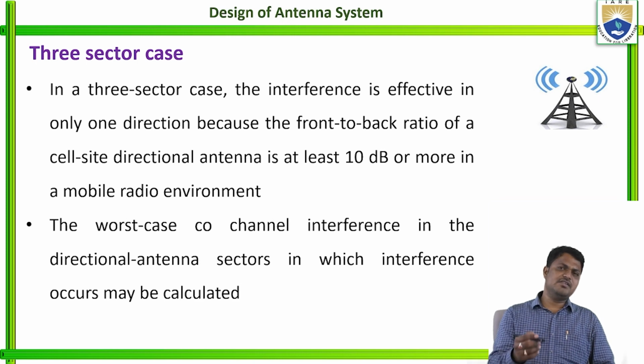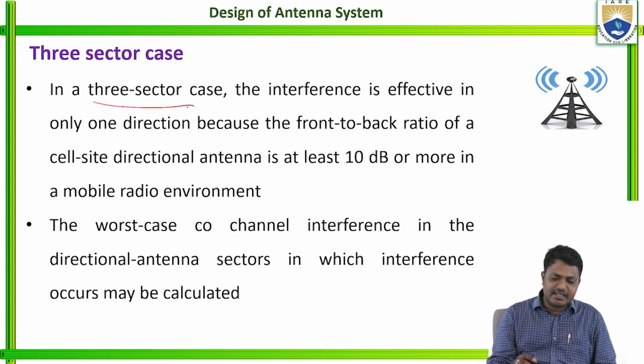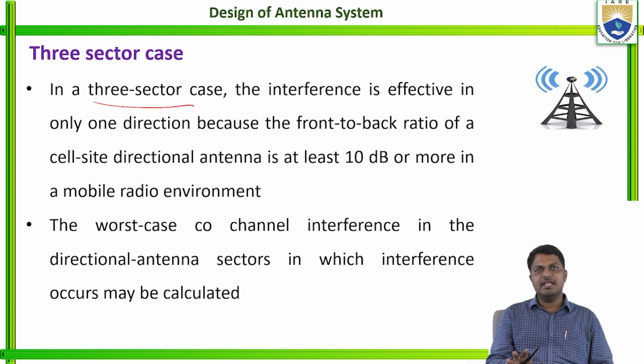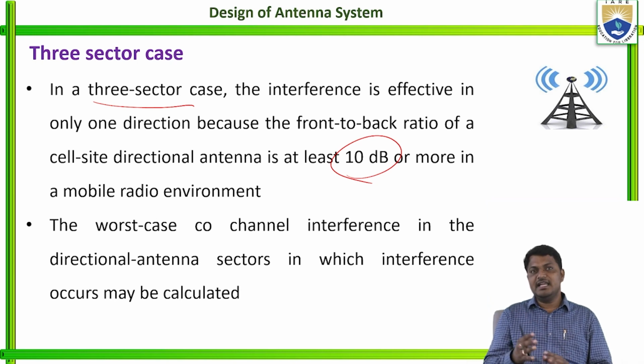The 3 sector case: just now we discussed that we are doing 3 or 6 sectors, and we are taking examples here. In a 3 sector case, the interference is effective in only one direction, because the front to back ratio of the cell site directional antenna is at least 10 dB or more in the mobile radio environment. Already we discussed the mobile radio environment, how the signals travel in it. So the 10 dB of the signal will be radiated in the mobile radio environment.